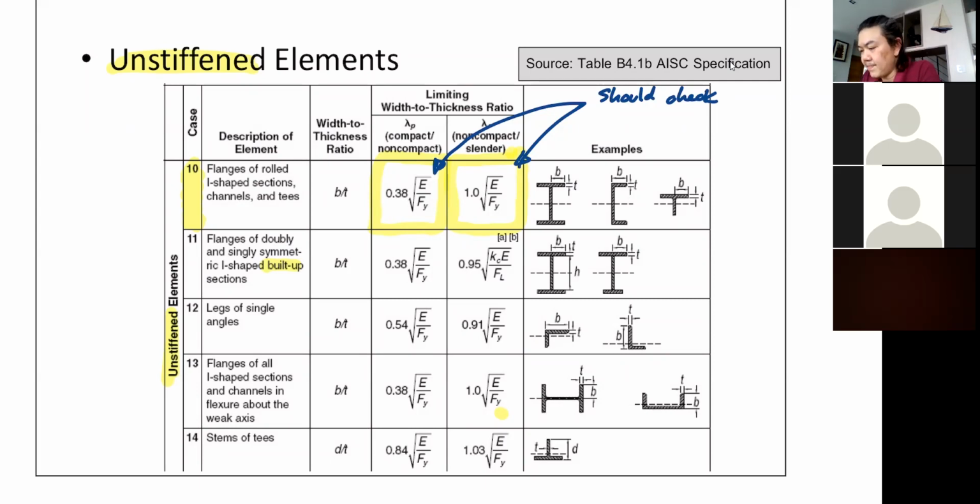But for SM500, some flanges are non-compact, okay? No slender flange in the hot roll at all. I mean, this is for hot roll, okay?